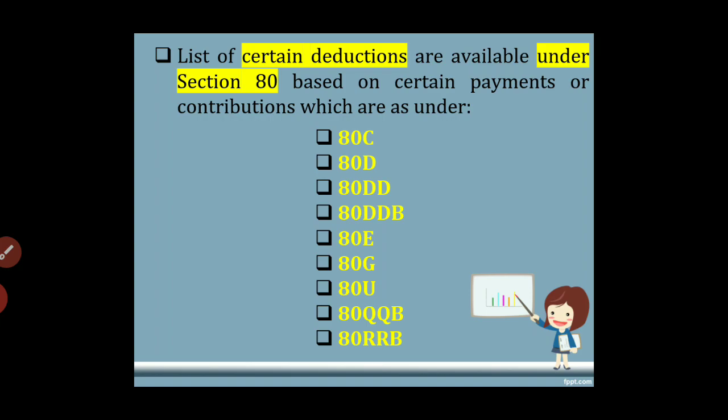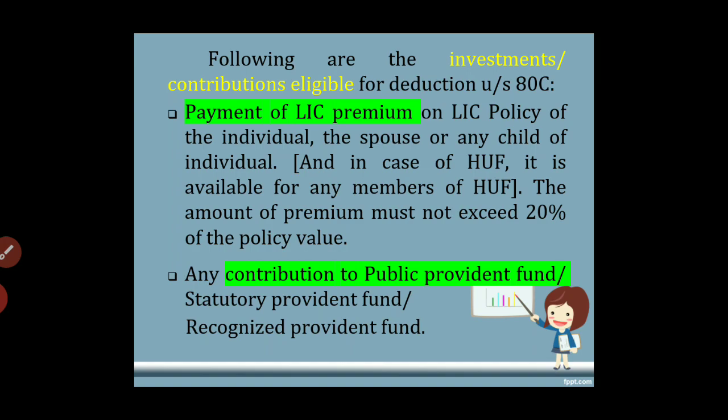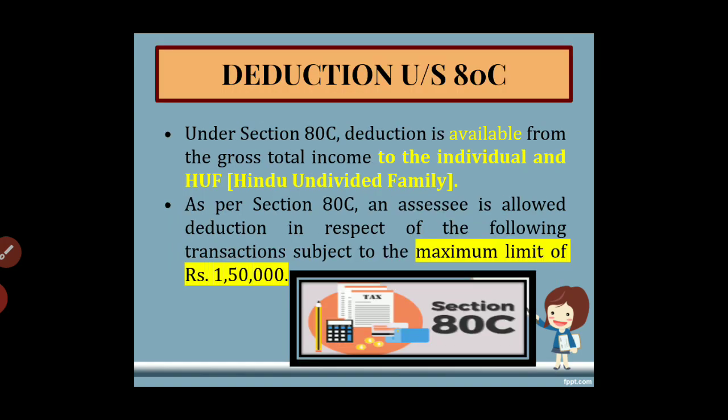And we have started with the first deduction, that is deduction under section 80C. What are the basic conditions of this deduction? Generally, this deduction is available on certain types of investment or contributions, and we already discussed all these contributions or investments and how much is the quantum of deduction. The maximum limit of this deduction is rupees 1,50,000 towards any contribution or investment.